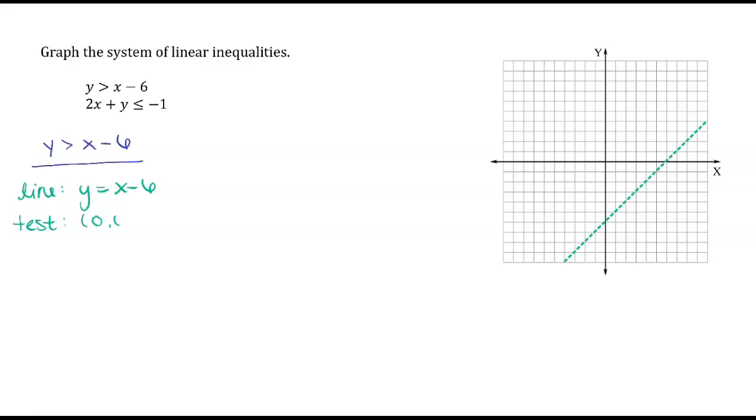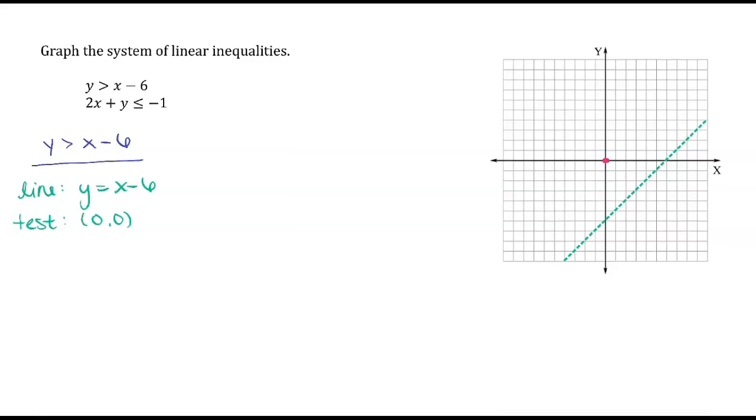Let's test the point (0, 0). When we substitute (0, 0) into the inequality, we have 0 is greater than 0 minus 6, or 0 is greater than negative 6. This is a true statement, so the point (0, 0) is in the solution set for this inequality. We will shade the side that (0, 0) is on.